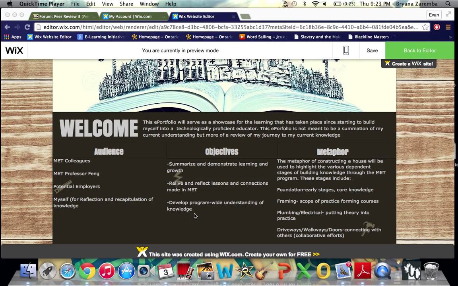I felt that the foundation would be the stage that came first, obviously, and involved core knowledge. The framing stage was a stage that formed my scope of practice. Plumbing and electrical is a third stage of building a house, and it puts theory into practice. And finally, the driveways, walkways, and doors, those build connections with others. I'm just going to quickly take you through each of the stages.